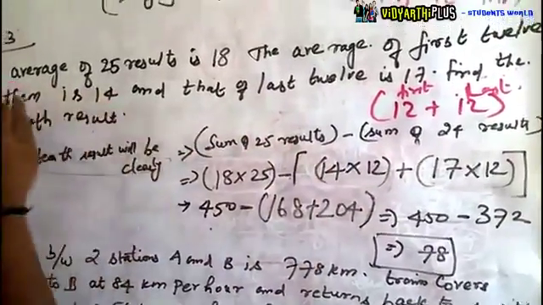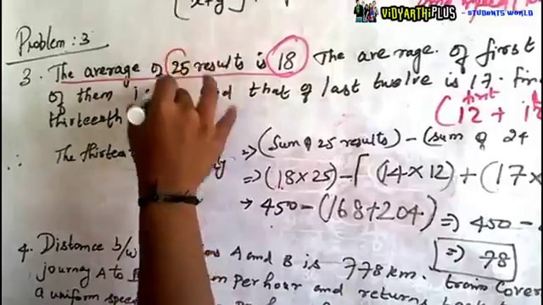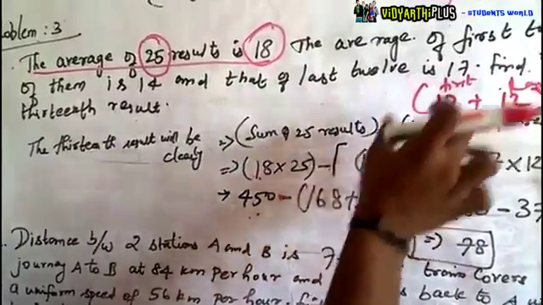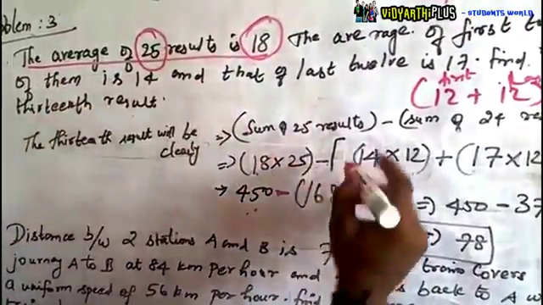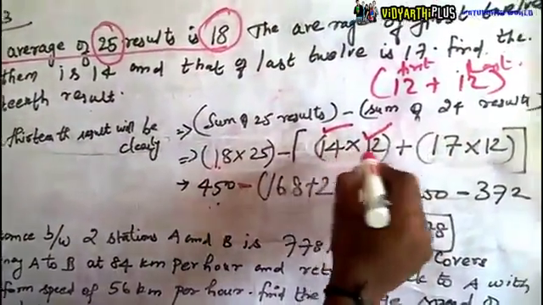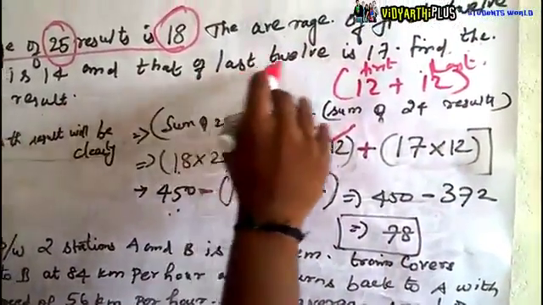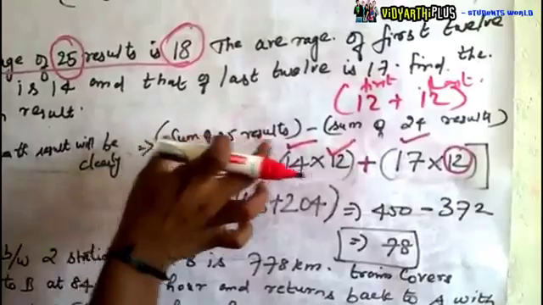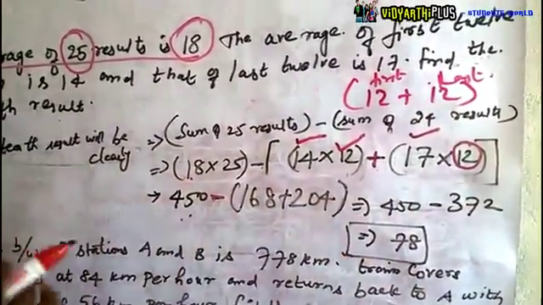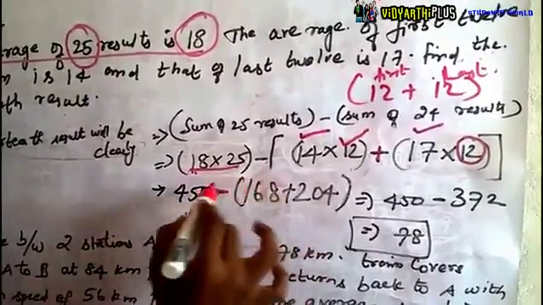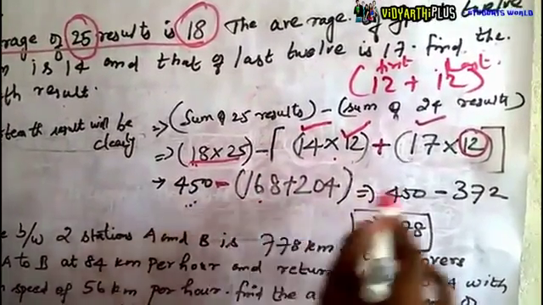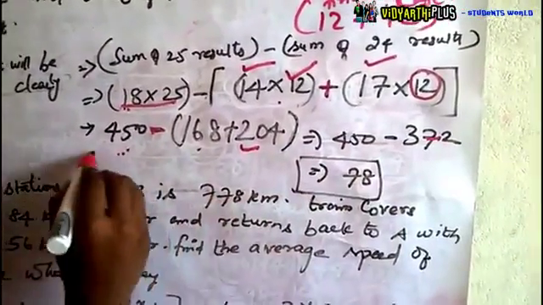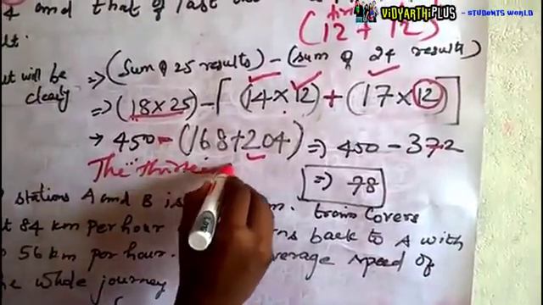Therefore, we find the 13th result by the sum of 25 results minus the sum of the 24 results. The average of the 25 results is 18, so the total is 18 into 25, which is 450, minus 14 into 12. What is this 14 into 12? The average of the first 12 is 14, therefore the average into the number of results, 12. Plus the last 12, whose average is 17. So 450 minus 14 into 12, which is 168, and 17 into 12, which is 204. That is 450 minus 372, which gives the 13th result.